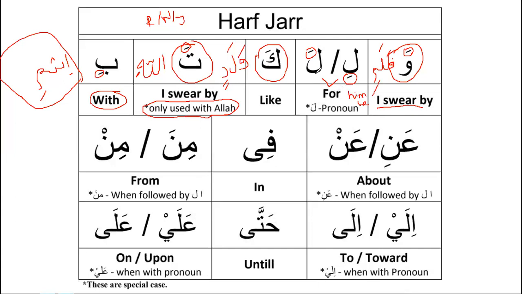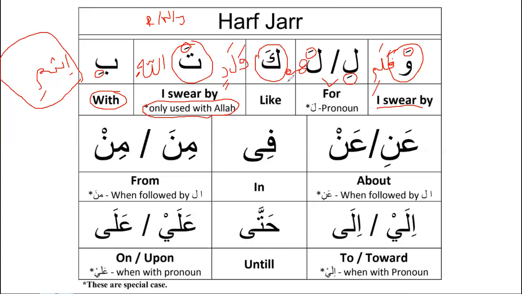Original pronouns are in rafa. So what is the nasab or jar of hua? The attached version of hua is hu or hi. So it is going to be lahu or lahi. But lahi doesn't sound good, so it is going to be lahu. Okay. So lahu means for him. If I want to say for them, then how are we going to say it? Lahum, perfect. You find it in the Quran, right?